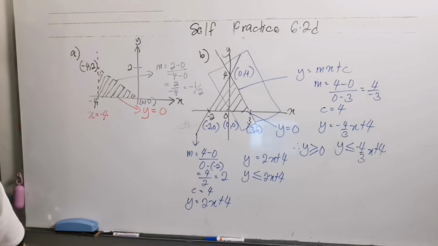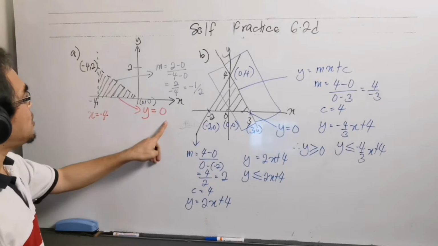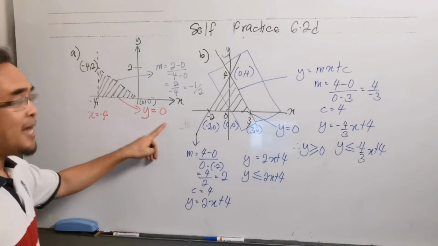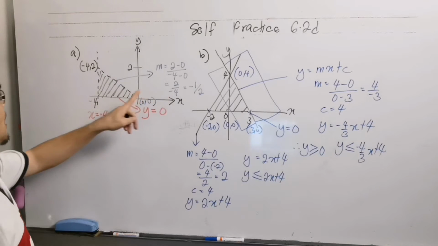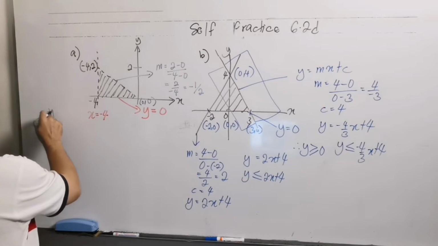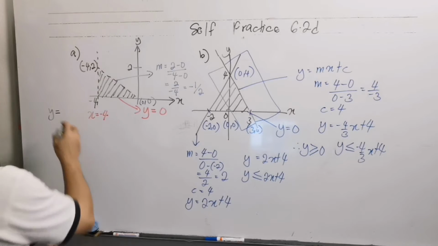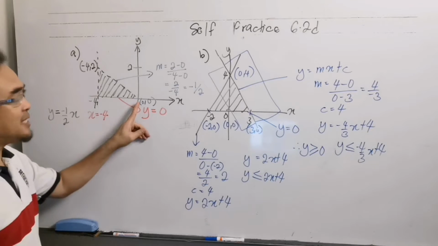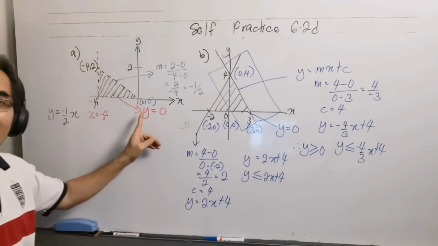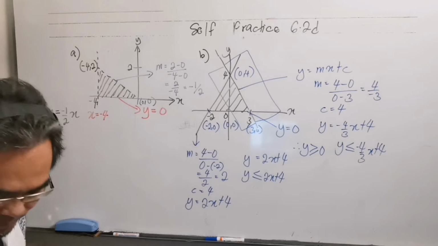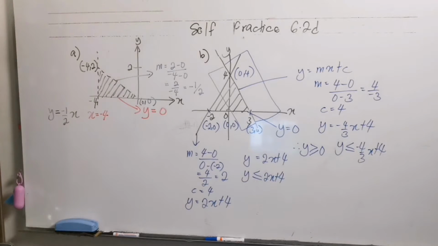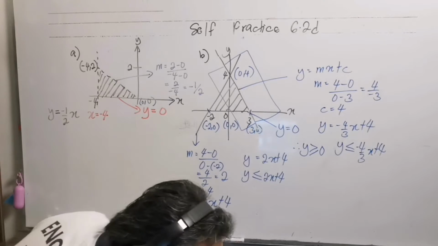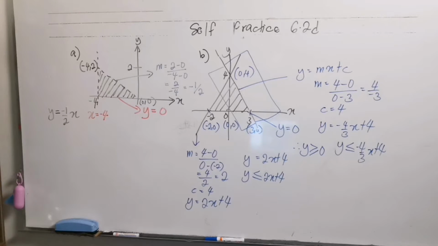So we have the three equations already. So x equals -4, y equals 0, and the other one will be y equals -1 over 2x plus 0, because the value of c for this line is 0. Okay, now we have to find the inequalities.